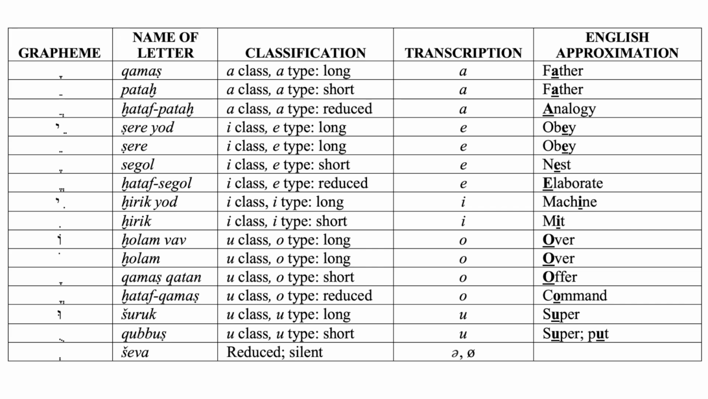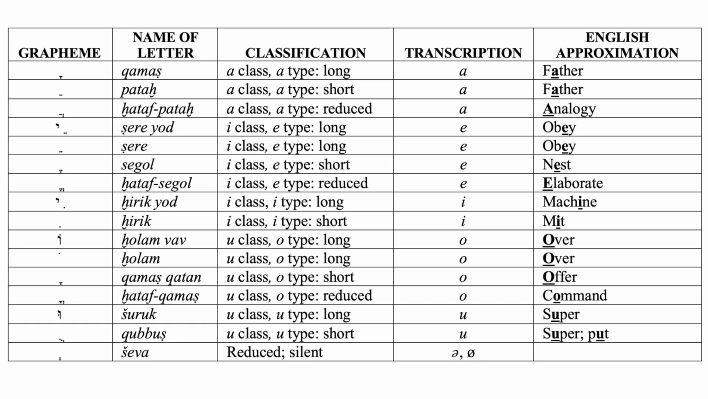The I-class E-type short vowel is known as segol, and this oftentimes makes the E sound like in the word nest, a short E. And then there's the reduced or the ultra-short E vowel, the chataf segol, which is segol with a shva sign next to it, which is like the rushed E in elaborate.